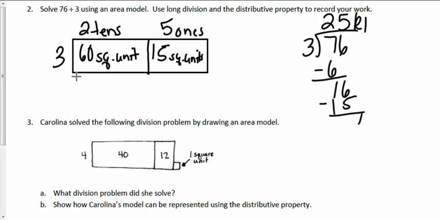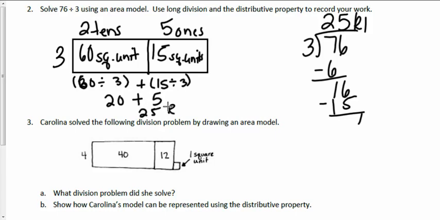So now using the distributive property, I have 20 divided by, nope, that should be 60. 60 divided by 3 plus 15 divided by 3. 60 divided by 3 is 20, plus 15 divided by 3 is 5. 20 plus 5 is 25, and then I have a remainder of 1. I forgot to add my remainder, didn't I? A remainder of 1. Okay?